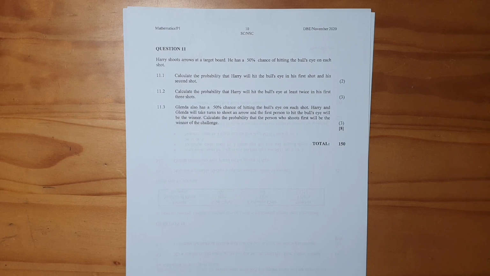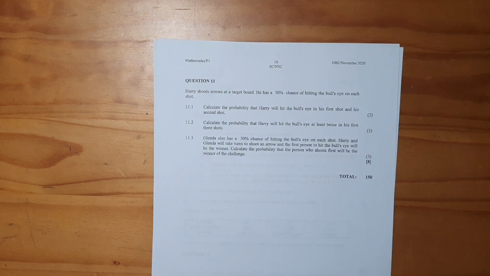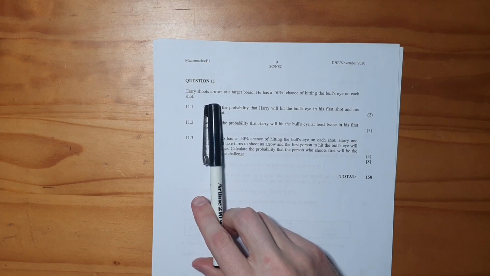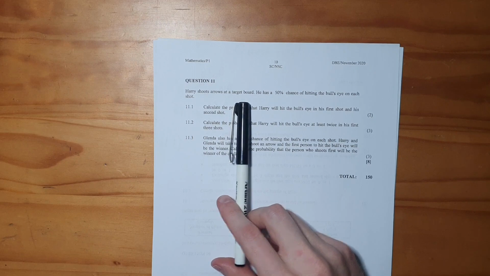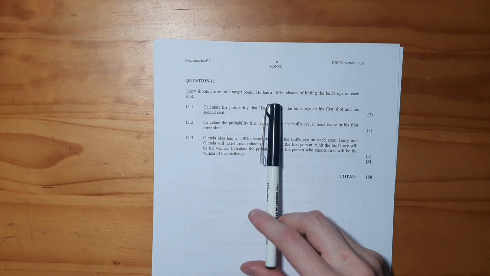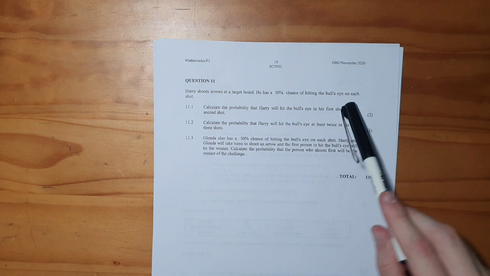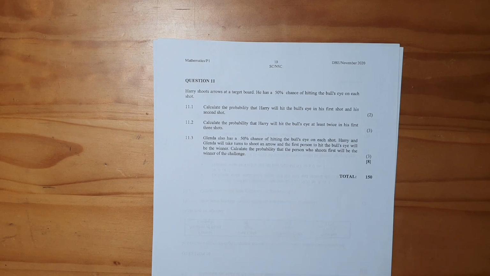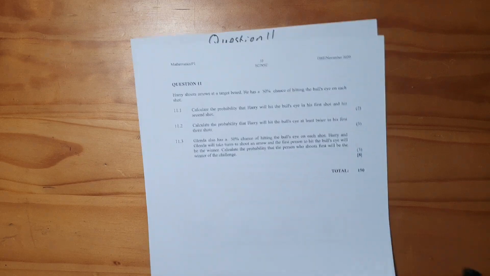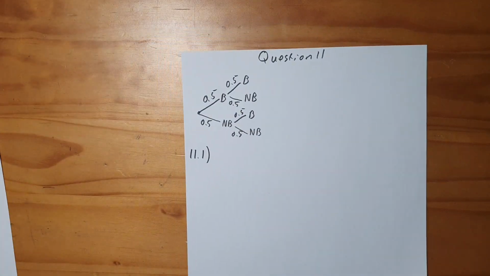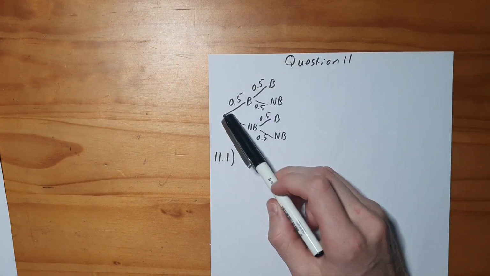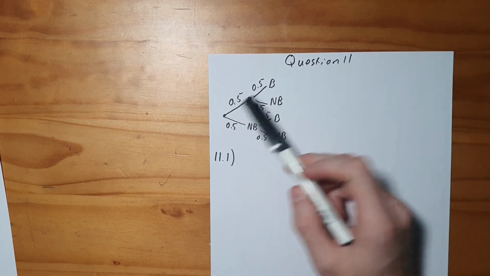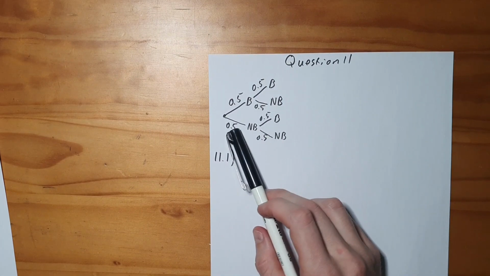Okay, let's look at question 11. So question 11 is a probability question. It says Harry shoots arrows at a target board. He has a 50% chance of hitting a bullseye on each shot. So he can either hit the shot or he can miss the bullseye. I've drawn a tree diagram. If he hits the bull, it's 0.5. If he misses, it's 0.5 as well.